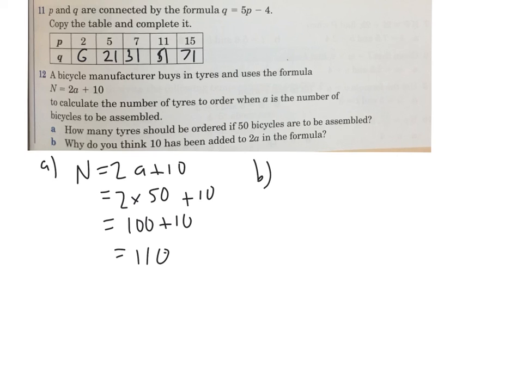Part b, why do you think 10 has been added to the formula in 2a? Well, a bike needs 2 wheels, so that's why it's 2 times the number of bikes. And then a bicycle store would want to have some spare tires to sell. Maybe if someone had a tire that was destroyed or buckled or something like that, so they have an extra 10 just to keep in their store to sell at a later date.